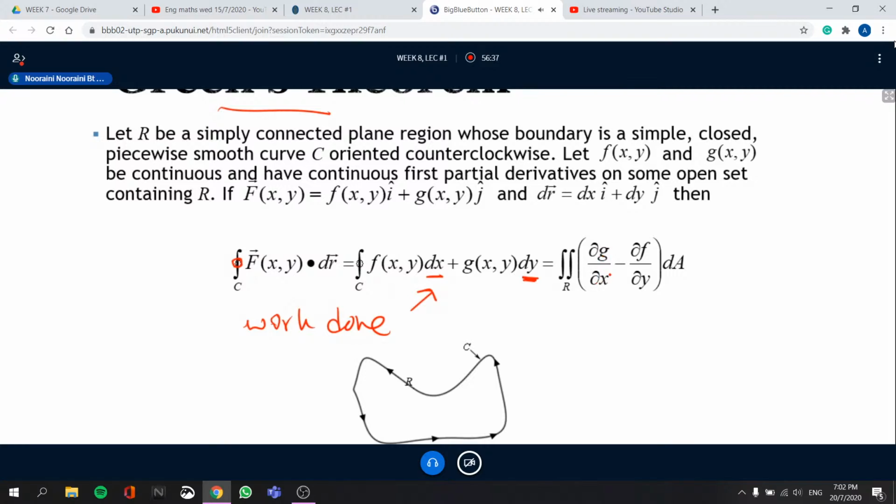Differentiate G with respect to x minus differentiate F with respect to y. Okay, so you alternate. G here should be differentiate with respect to x, minus this F differentiate with respect to y. Then you just integrate with respect to the region R here.